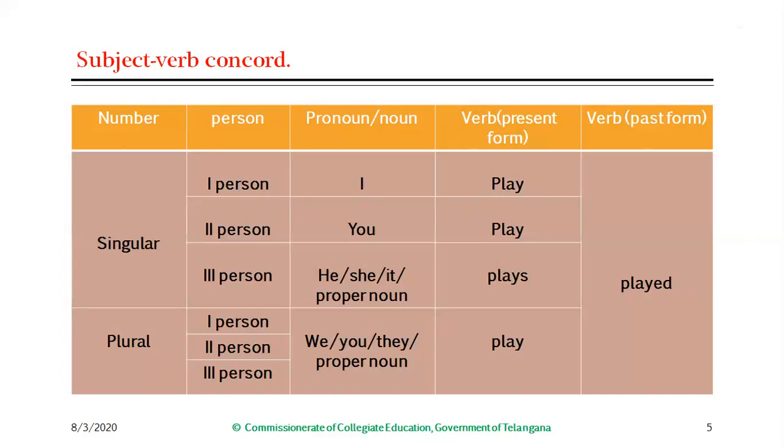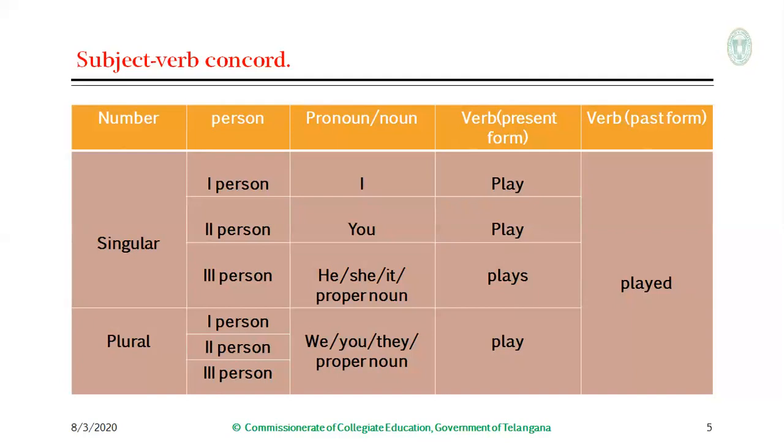He plays cricket. I play cricket. You play cricket. They play cricket. But he plays cricket. He likes music. She likes music. My father likes music. Raju likes music. Like that. Raju liked music. Past tense. Raju played cricket. But here, S or sometimes es is added to the verb as suffix in case of the third person singulars.